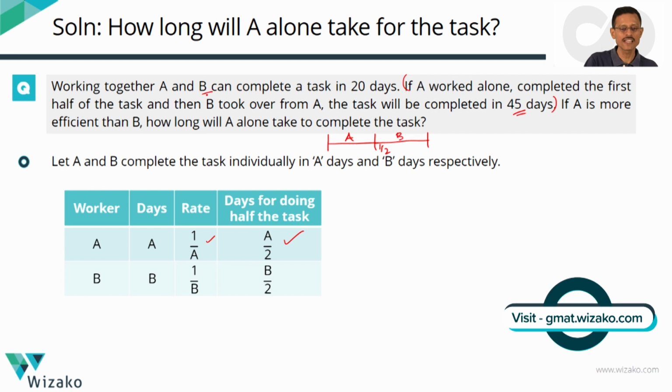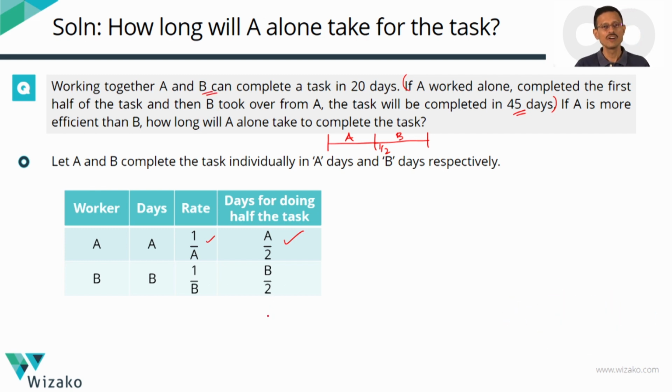Let's basically plug in information for the first statement. Working together, they complete the task in 20 days, which means in a day, working together, they will complete 1 by 20th of the task. Let's spend a little while in framing the equation for the second sentence first, because this is a standard one. We know this is 1 by A plus 1 by B is equal to 1 by 20. We'll eventually use it. We'll do this first and then go to that.